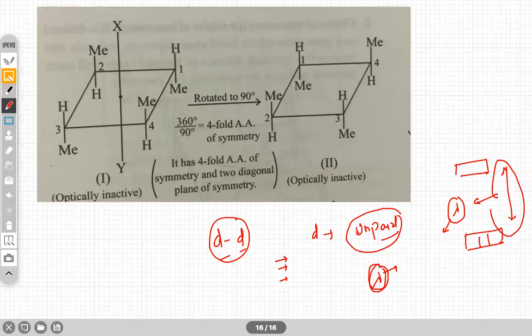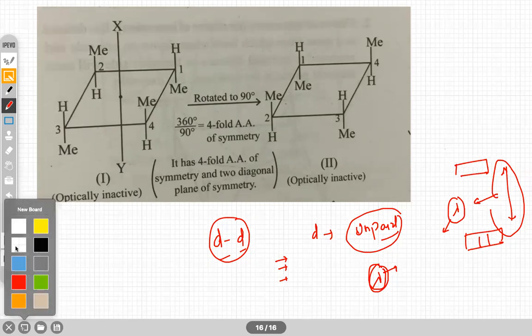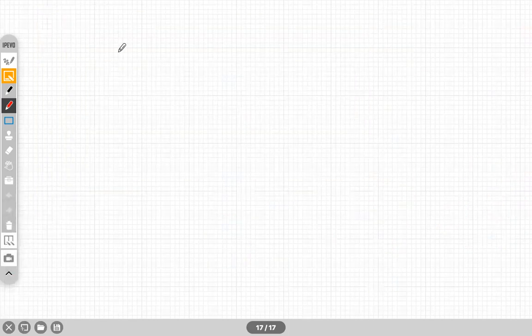Fine guys, so we are done with coordination compounds. We are going to start with a new chapter, and that is physical chemistry, solutions, we are going to start with.